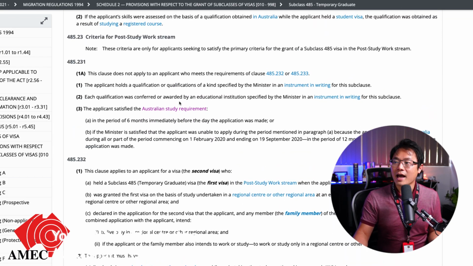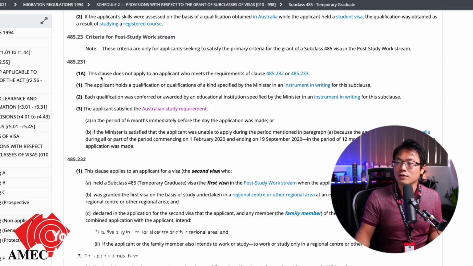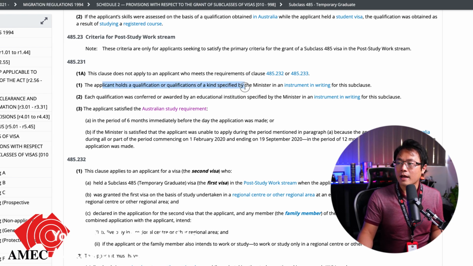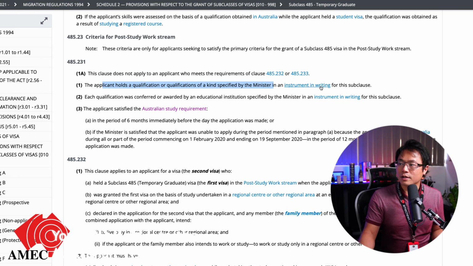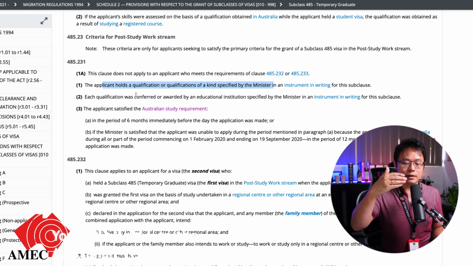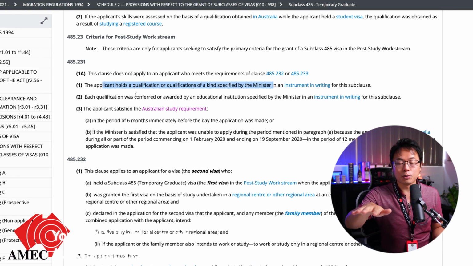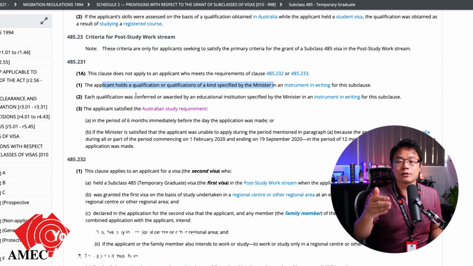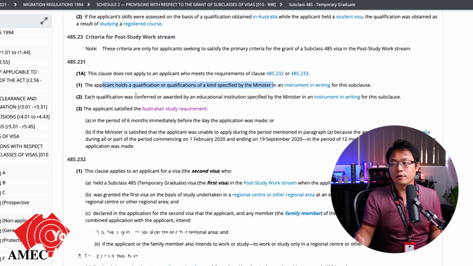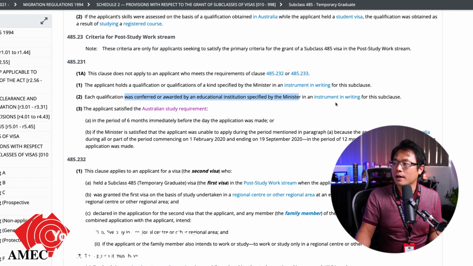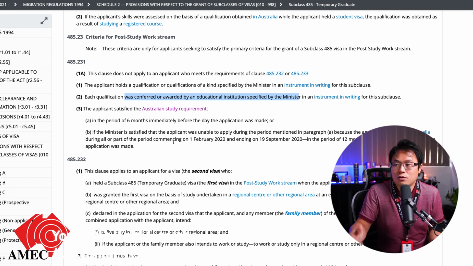So it only has a little bit of addition to here, that the applicant holds a qualification that is specified by the minister in an instrument in writing. Now, what does that mean? That basically discards diploma and the trade courses. So it has to be bachelor or above. So that's the only difference for the PSW there. The institution has to be conferred by instrument in writing, so that's registered courses.